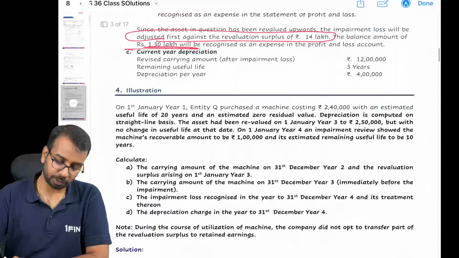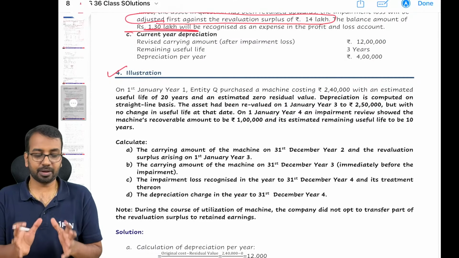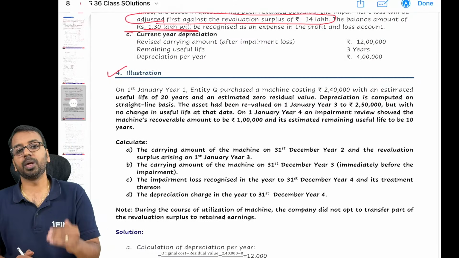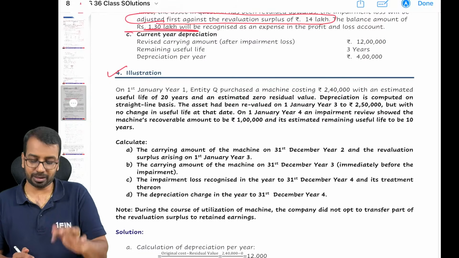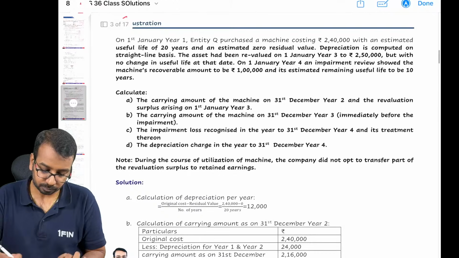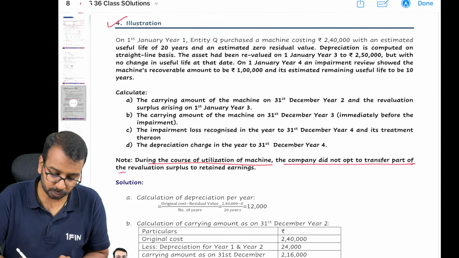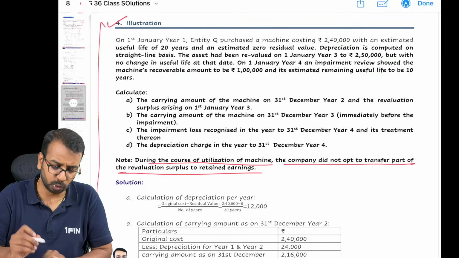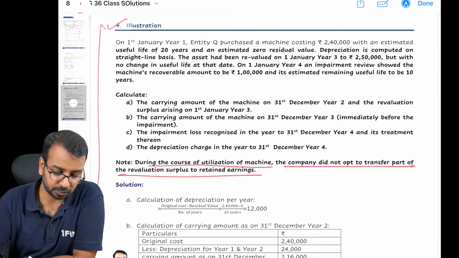This you can practice on your own. Similar concept again. Whenever revaluation is happening, you will treat the changes in impairment as changes to revaluation. In the course of utilization of the machine, the company did not opt to transfer part of the revaluation surplus. So let me do only this one, so that you get a good idea of how it is done.